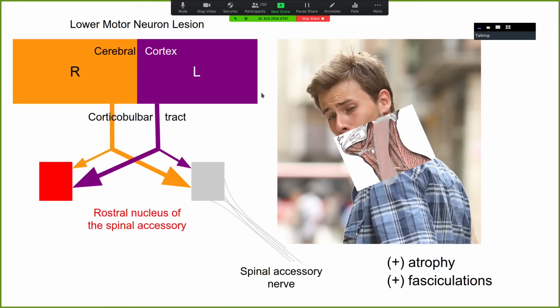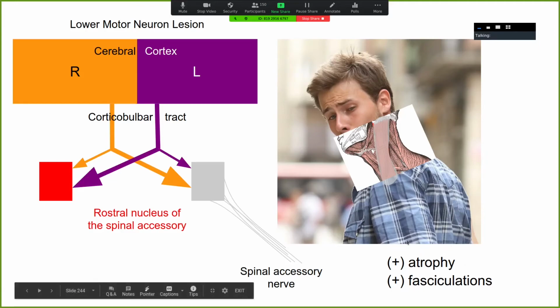Or it can be peripheral, and thus again this keeps coming up over and over again. The presence of atrophy, the presence of fasciculations, and the presence of poor muscle tone will give you a clue that it is a lower motor neuron lesion.